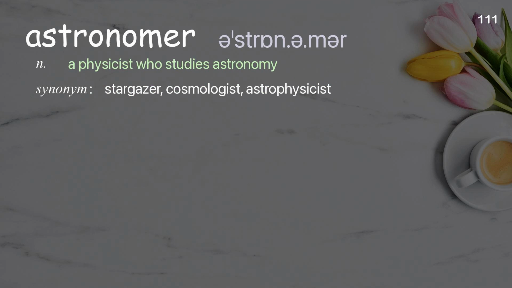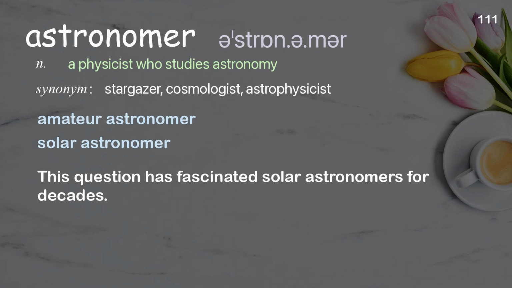Astronomer: A physicist who studies astronomy. Examples: amateur astronomer, solar astronomer. This question has fascinated solar astronomers for decades.